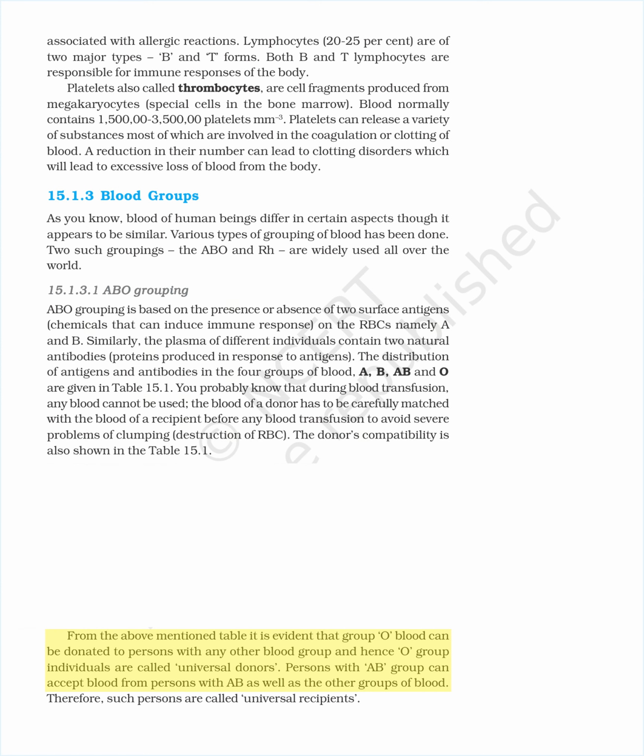From the above-mentioned table, it is evident that Group O blood can be donated to persons with any other blood group, and hence O group individuals are called universal donors. Persons with AB group can accept blood from persons with AB as well as the other groups of blood. Therefore, such persons are called universal recipients.